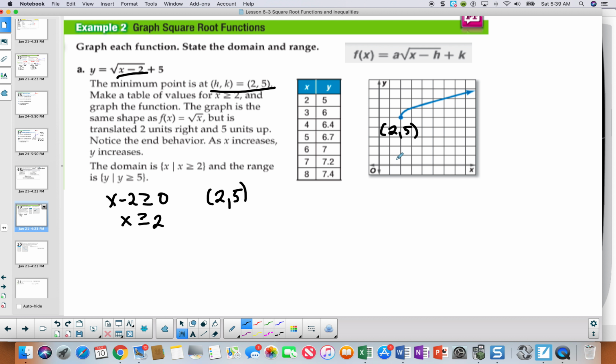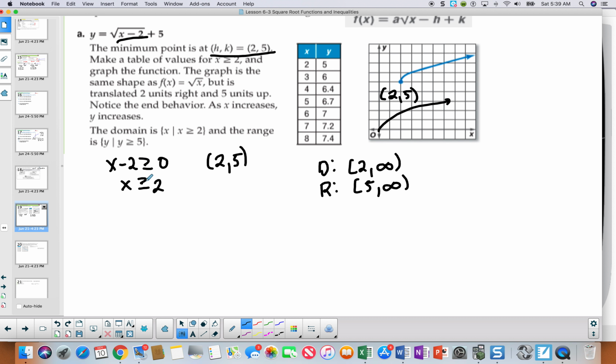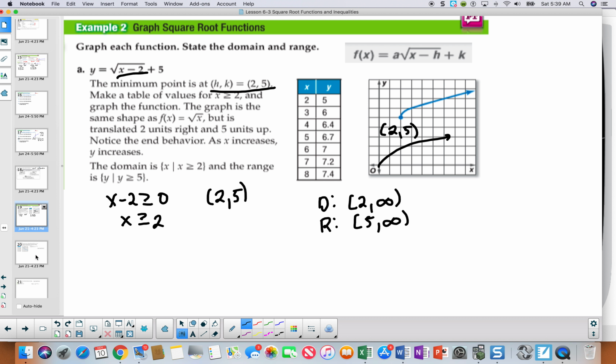All right, so this is our minimum point, 2, 5. Now, remember our original parent function looked like this. So what we're doing is really taking this minimum value, going over 2 units and up 5 units, instead of going through this process that we have done to the previous problems. Now our domain, we can write it as 2 to infinity, and our range, remember our lowest y value is 5 to infinity.